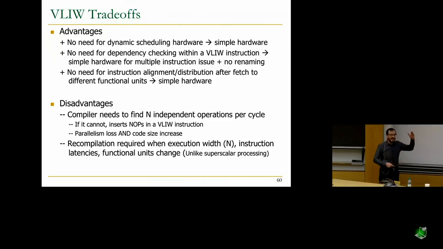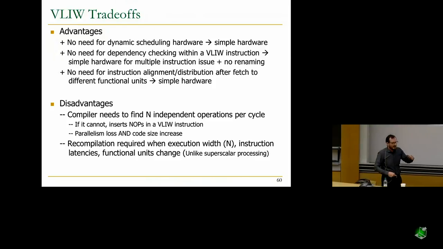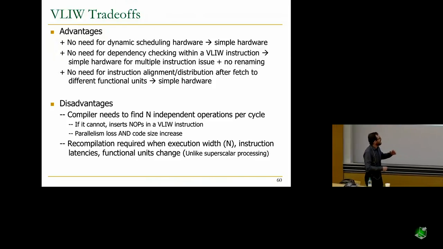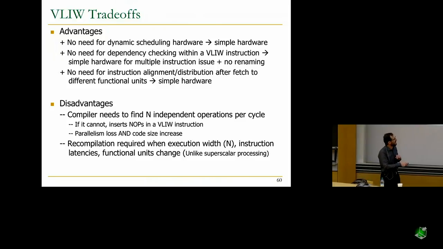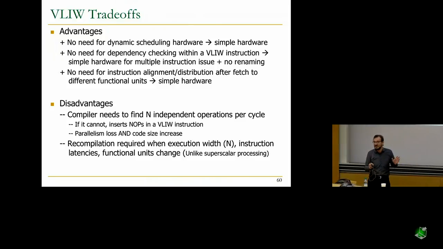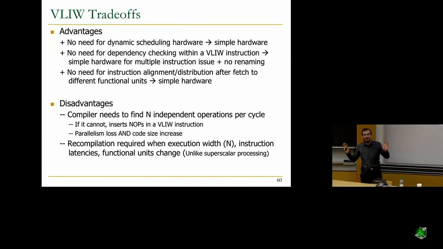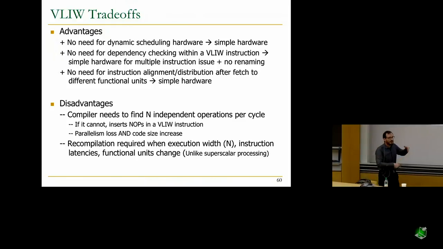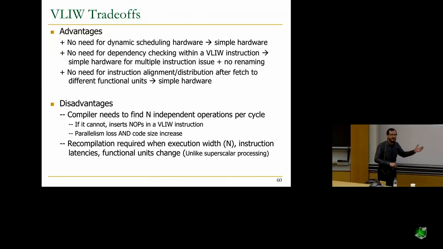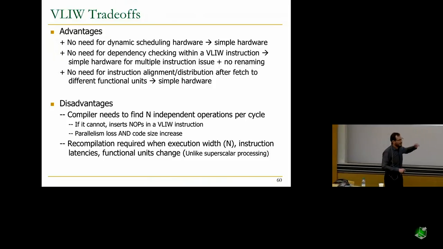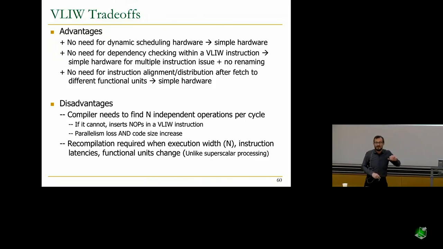One other disadvantage is you're tightly tying your implementation to what the code that's generated is. Right? You need to recompile when you change the execution width, when you change the instruction latencies, when you change the functional unit latencies. This is very unlike superscalar processing. Superscalar processing doesn't assume anything from the compiler. Here, if you don't recompile, your program may not run, first of all, depending on how you actually change the machine. Even if your program runs, it may not be efficient.